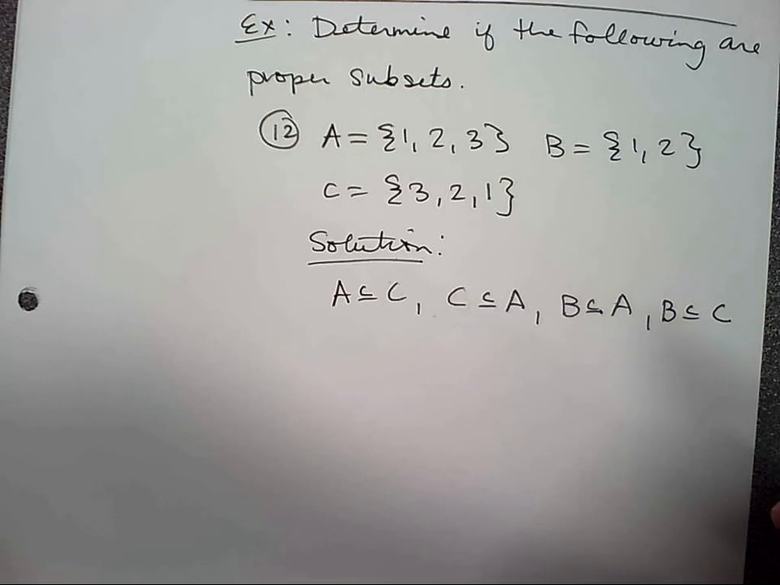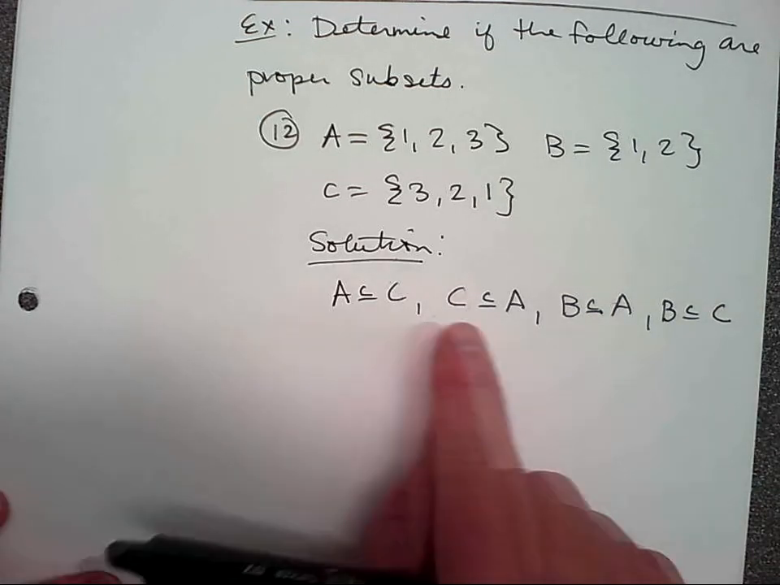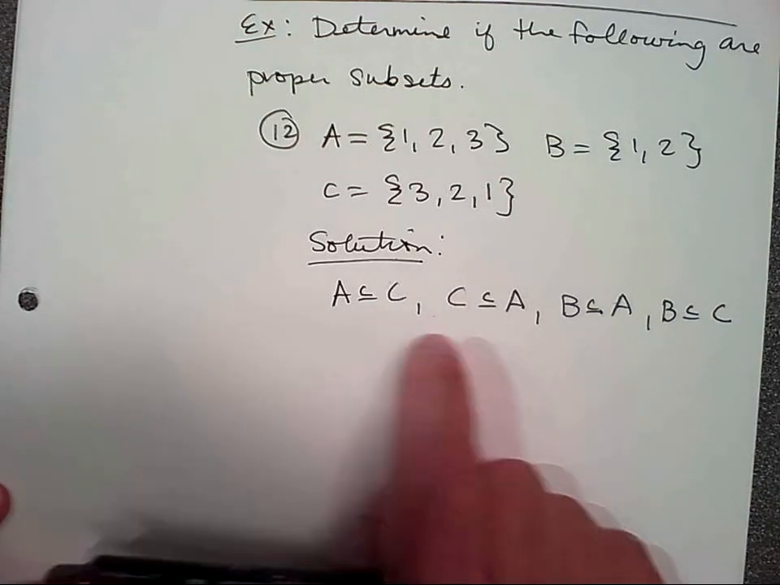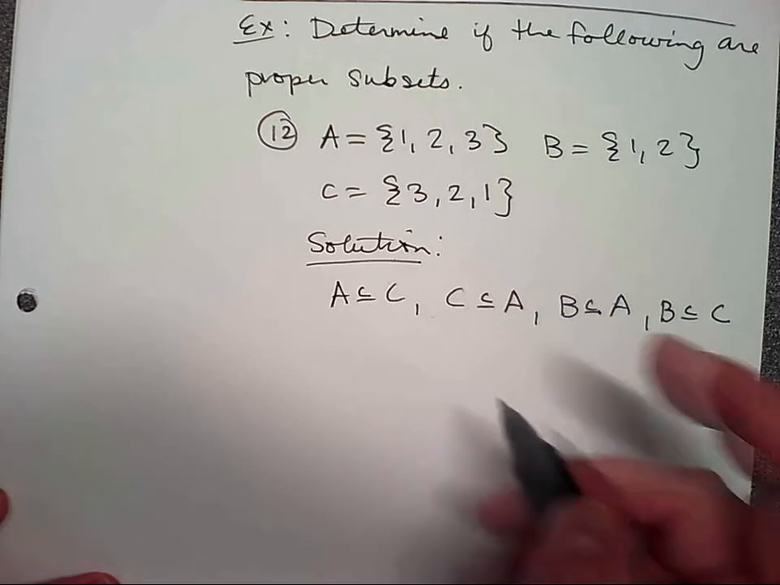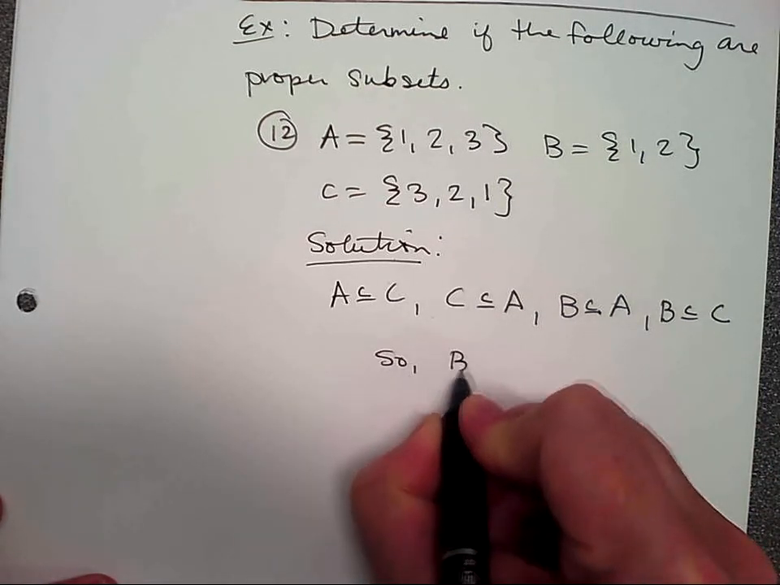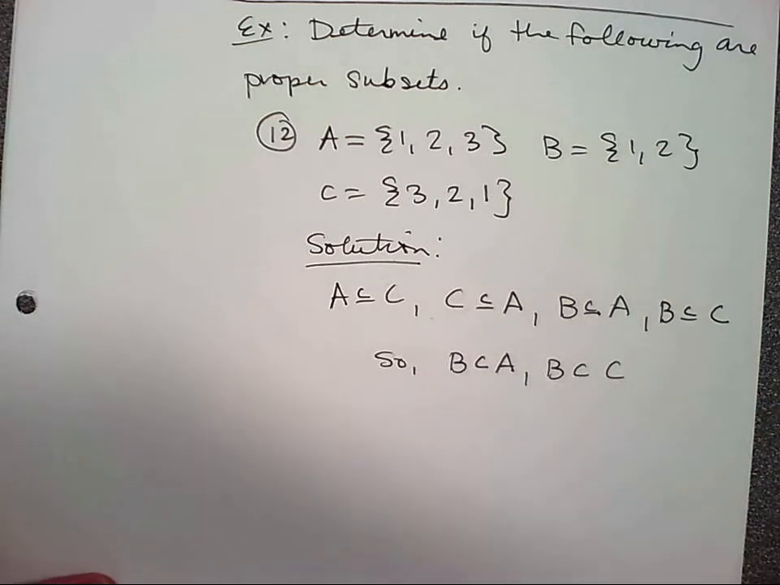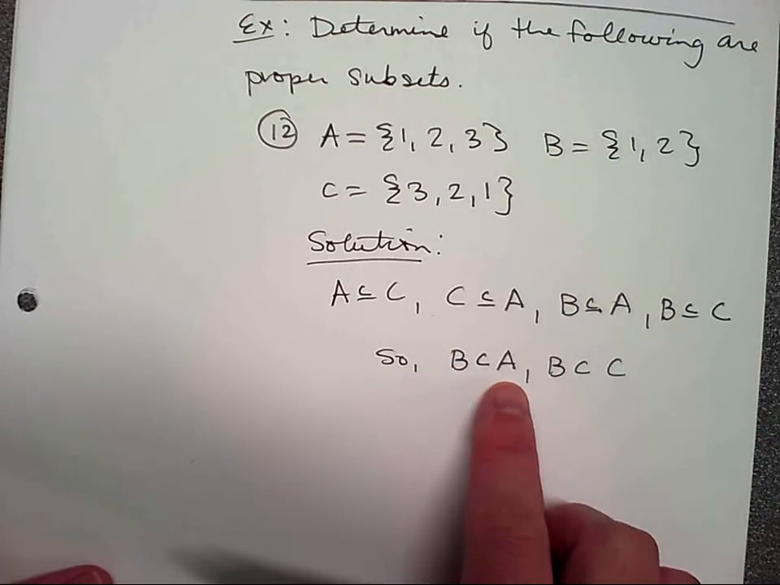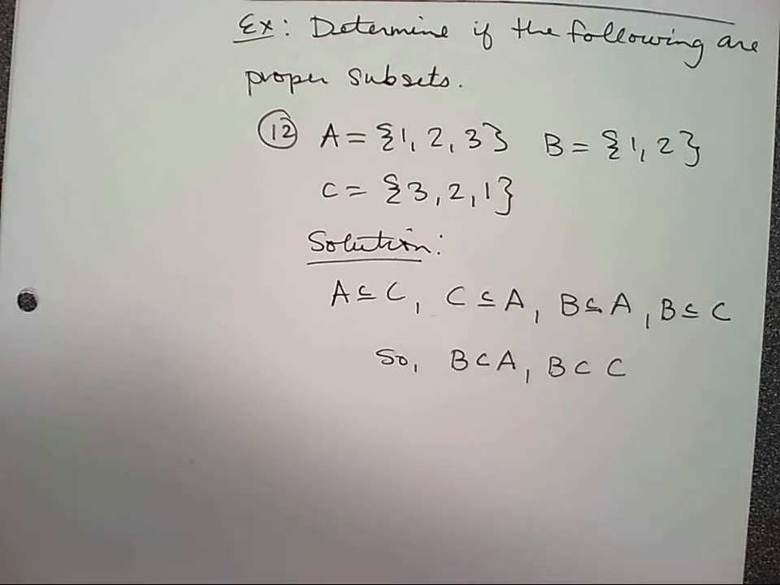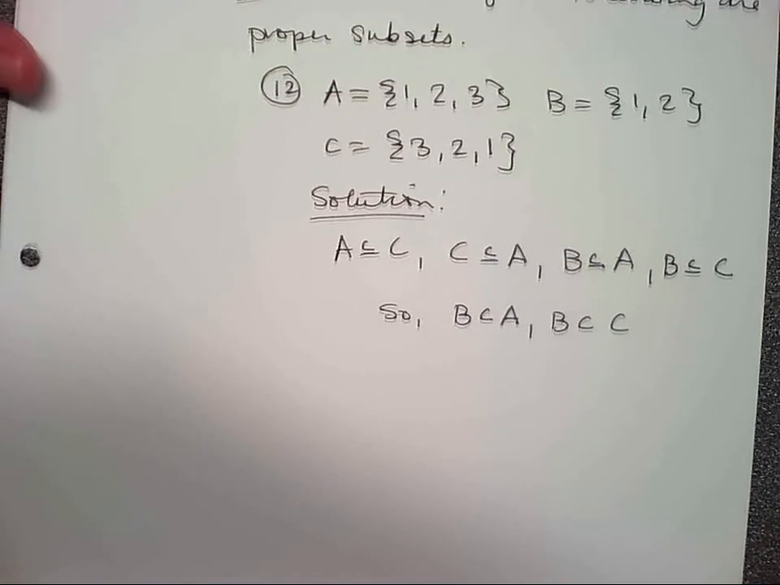So are any of the sets equal? A and C are equal, good. So they're not proper subsets of each other, right? So B is a proper subset of A, and B is a proper subset of C. Because B and A are not equal, and B and C are not equal. So those are proper subsets because they're not equal. Okay? Good?